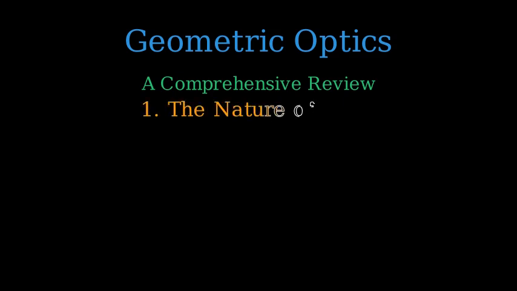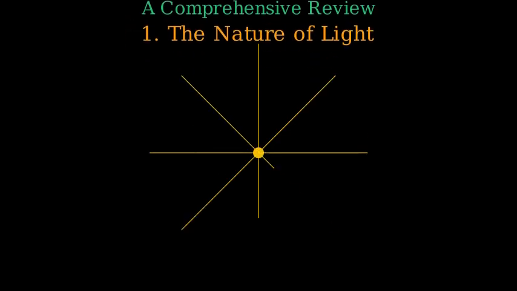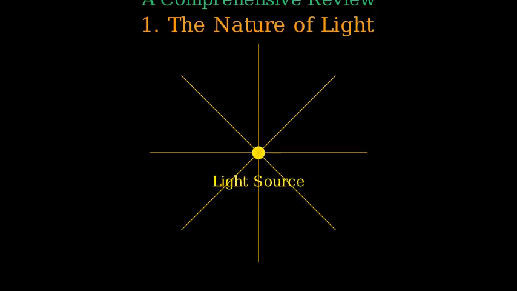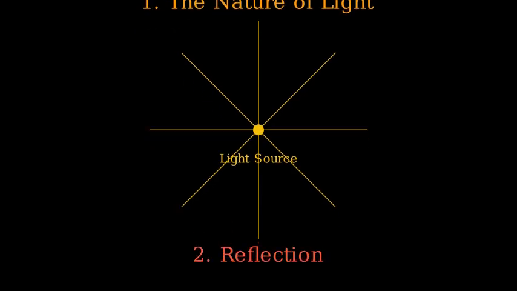Let's start by discussing the nature of light. In geometric optics, we treat light as rays that travel in straight lines. These rays propagate outward from a light source and continue in straight lines until they interact with matter, such as mirrors or lenses.